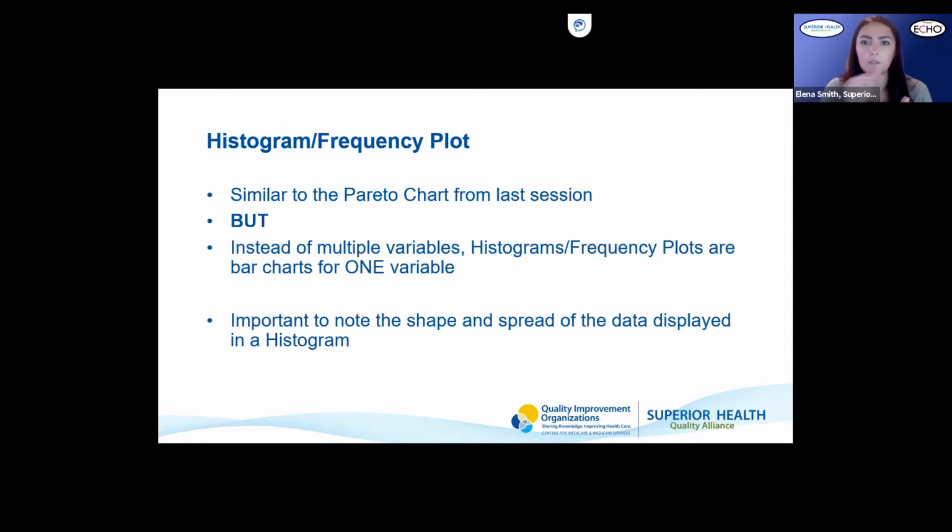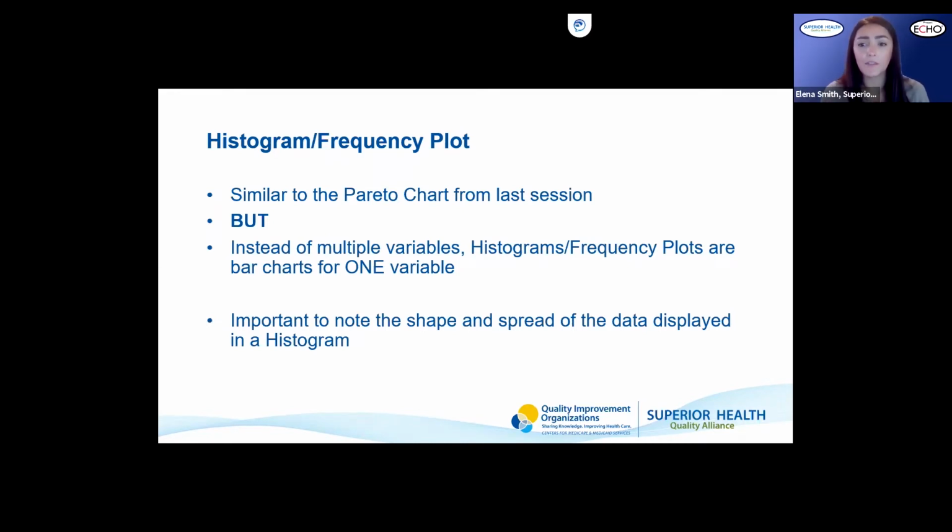For this, you're not going to have those multiple different variables. You just have one variable like weight. So you organize your weights on the x-axis and then your frequency on the y-axis. These are used to visualize a central location, shape, and spread of the data. And you only want to use this when you have a stable process. We talked a little bit about stable processes and run charts a few weeks ago. So you'd want to make sure that your process is stable when you are utilizing a histogram.